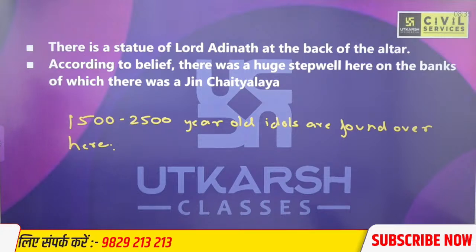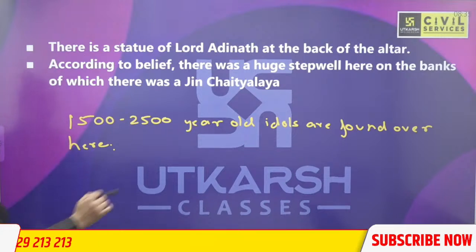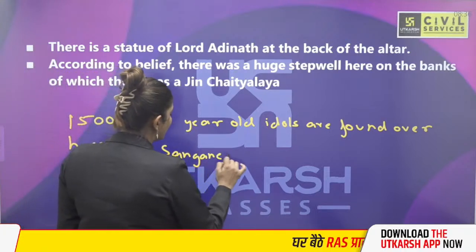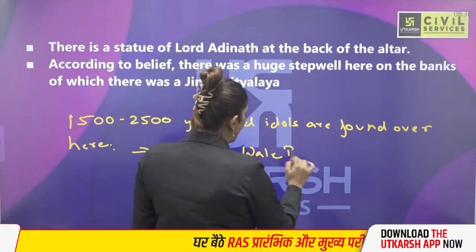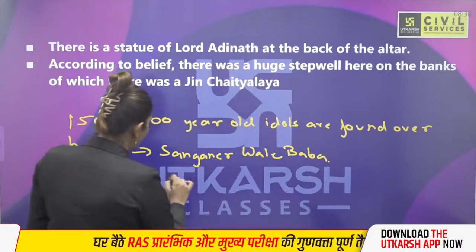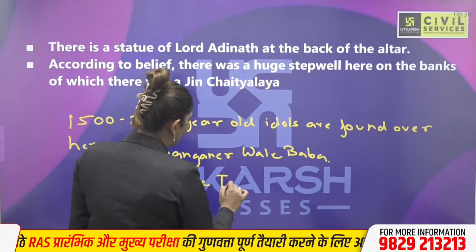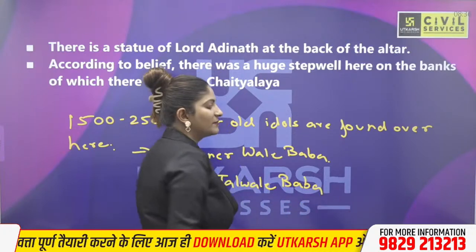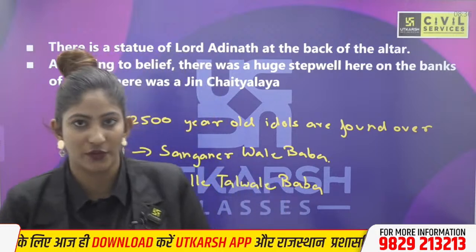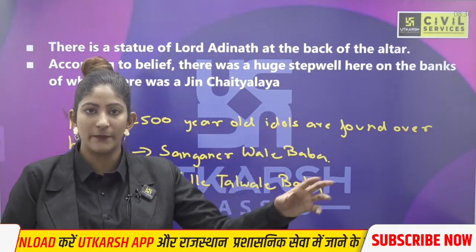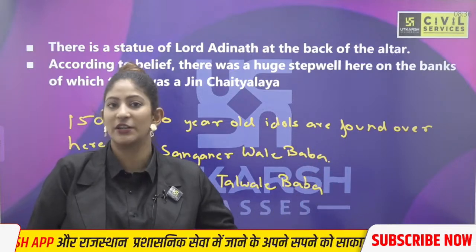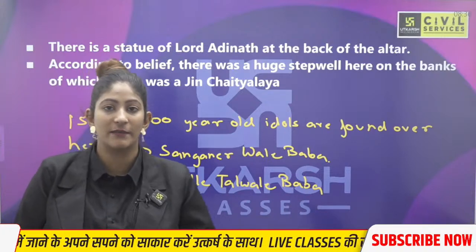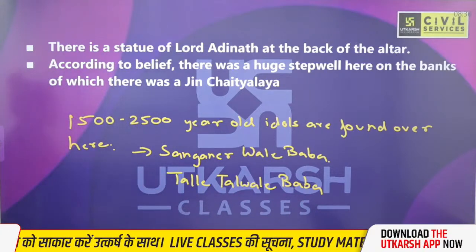Also, if we talk about the temple which is already known in the world, it is famously known, as I told you, in the world as Sanganer Wale Baba, or Talle Tal Wale Baba. So remember, Talle Tal, why? Because it is believed that at the banks of the temple there was a 7-story step well, and the 7-story step well had given this name to this particular temple in Sanganer, Jaipur, that it is also known famously as Sanganer Wale Baba and also Talle Tal Wale Baba. I hope you understood it.